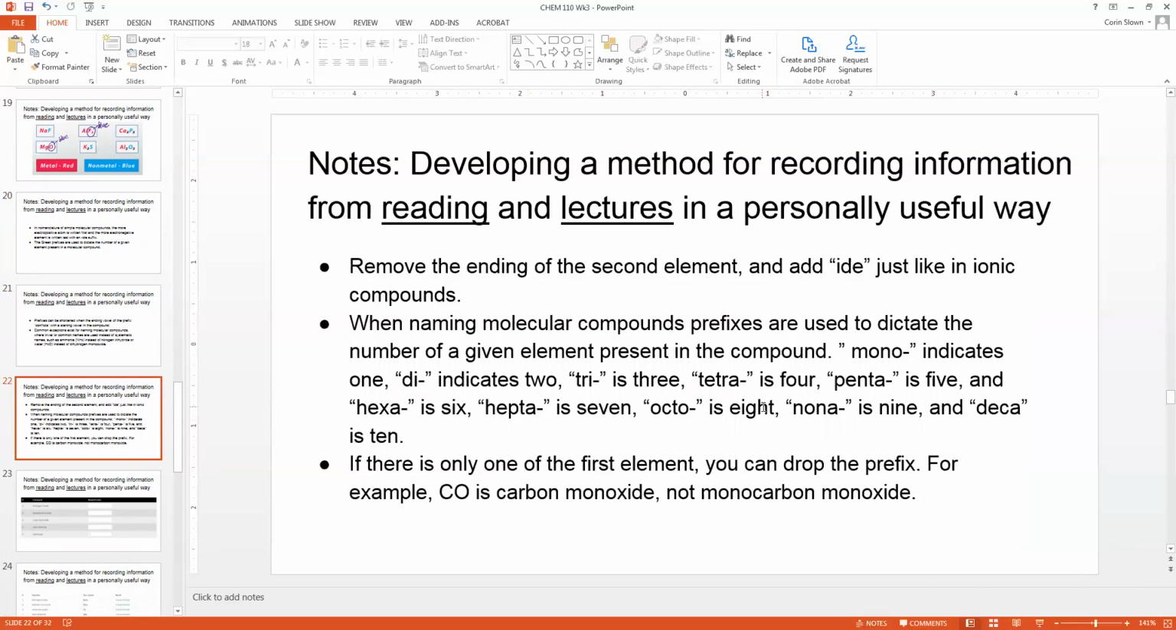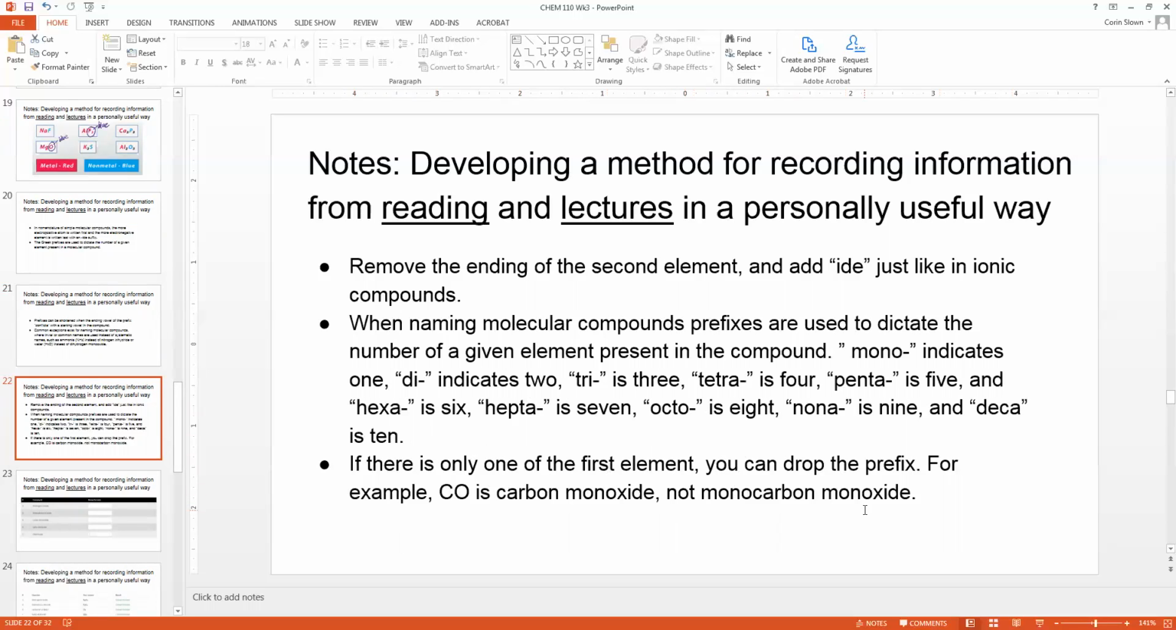When we remove the ending of the second element and add -ide, just like ionic compounds, when we're naming molecular compounds, we use these prefixes. So mono indicates 1, di indicates 2, tri indicates 3, tetra equals 4, penta is 5, hexa is 6, hepta is 7, octa is 8, nona is 9, and deca is 10. If there is only one of the first element, you can drop the prefix. So for example, CO is carbon monoxide, not monocarbon monoxide.